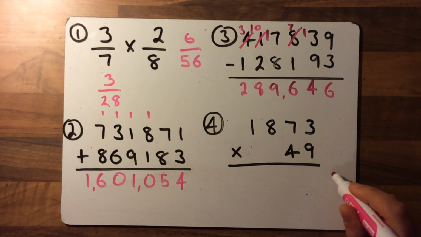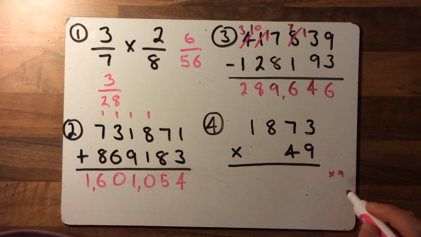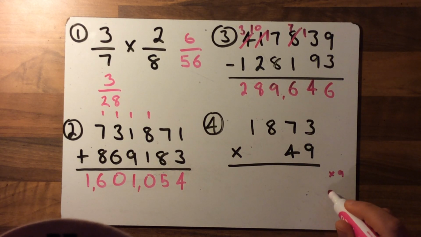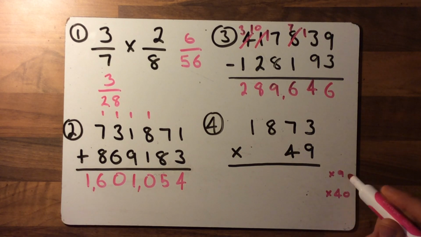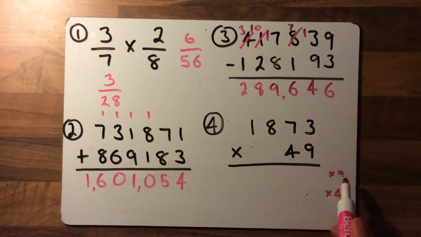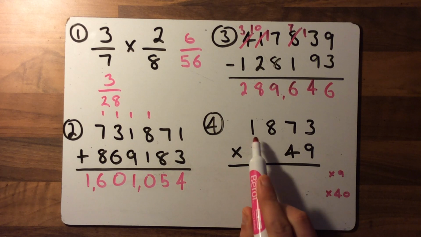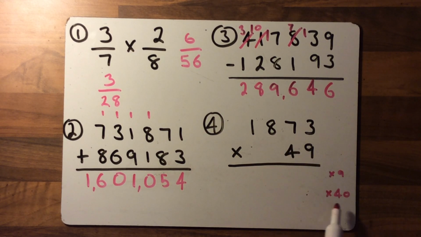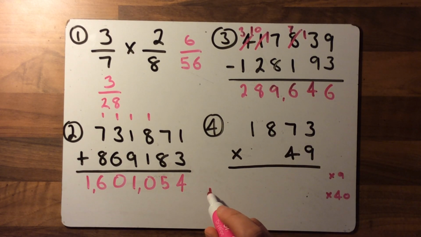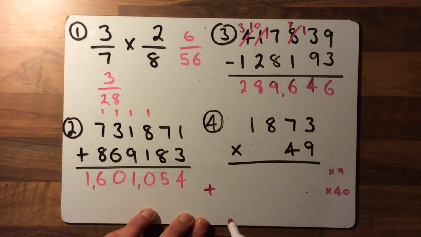So moving on now onto the final question, it's a multiplication. Remember, this first line that we'll do, we'll be multiplying by 9. The next line that we'll do, we'll be multiplying by 40. We've partitioned 49 up into 40 and 9, haven't we? So we'll multiply 1,873 by 9 first of all, and then by 40, and then we will add them up to get to our answer.